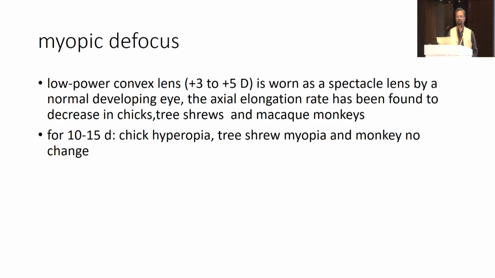The same thing happens if you put a myopic defocus. So if you use a plus lens in order to focus the rays in front of the retina, then the eyeball elongation stops actually. So this has also been demonstrated.